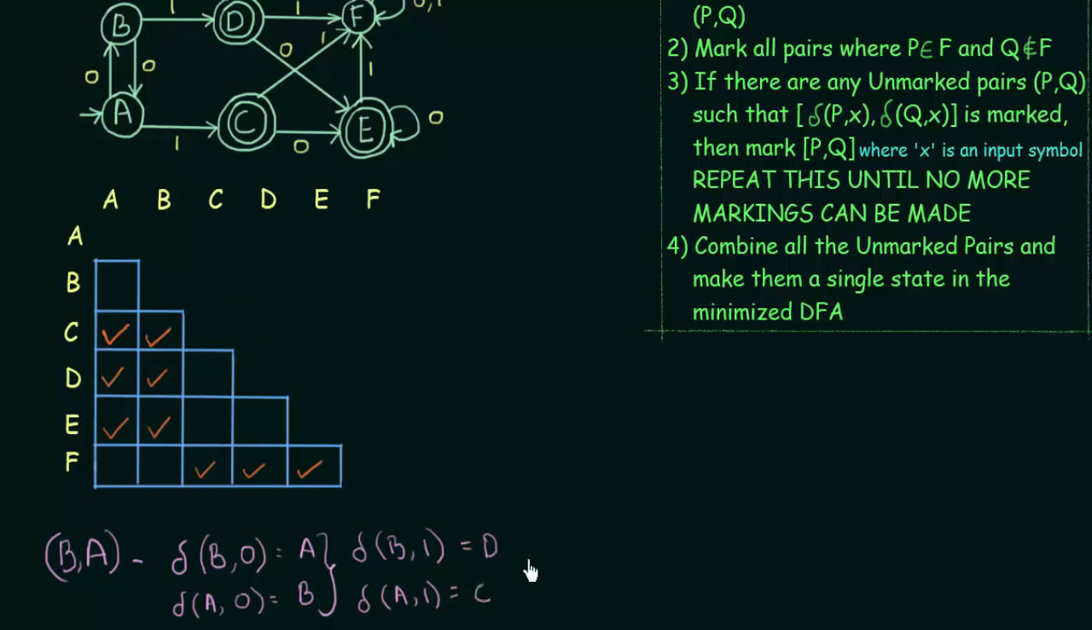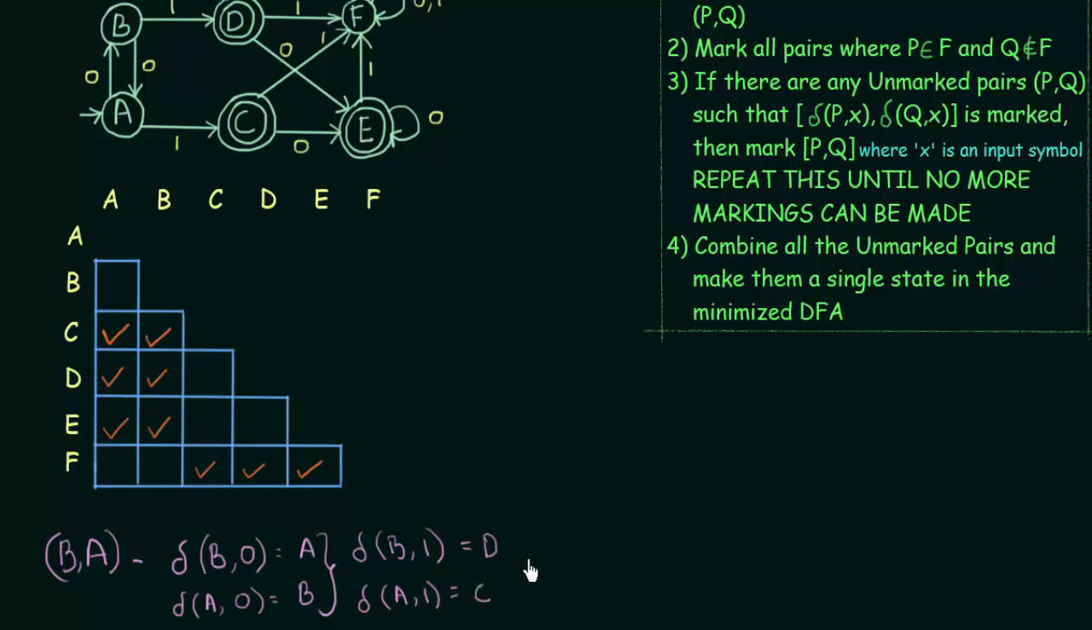So we end the process and we go to the final step, that is combine all the unmarked pairs and make them a single state in the minimized DFA. So let me combine all the unmarked pairs. So which are the unmarked pairs here? We see that this one, AB, is an unmarked pair. So let me write it over here. AB is an unmarked pair.